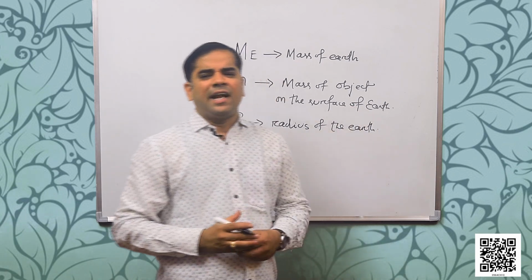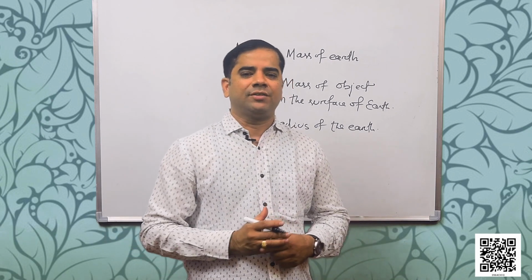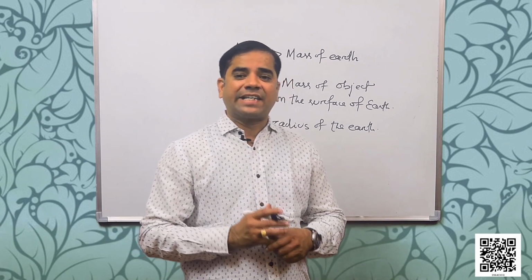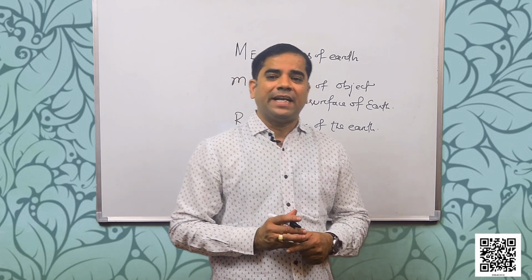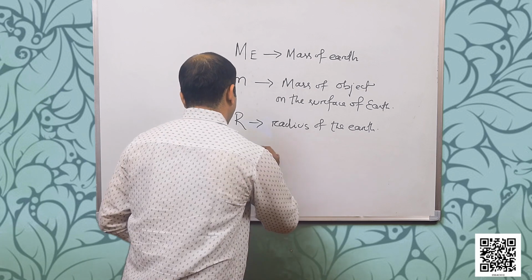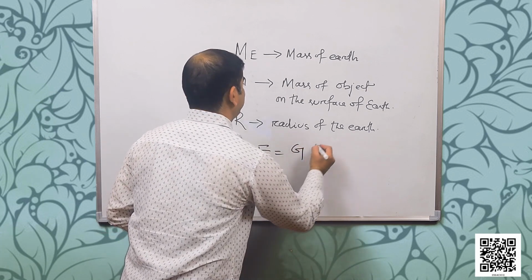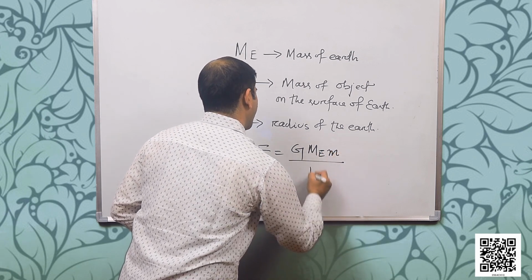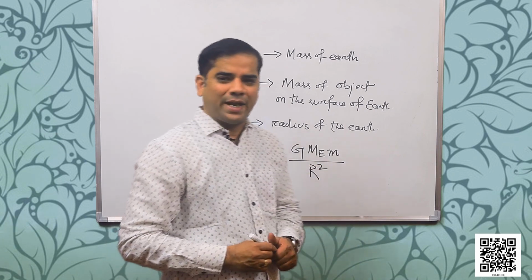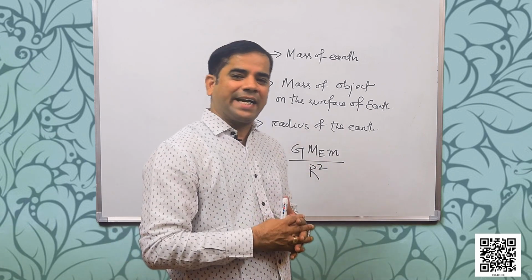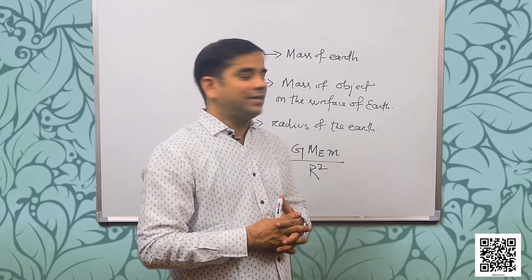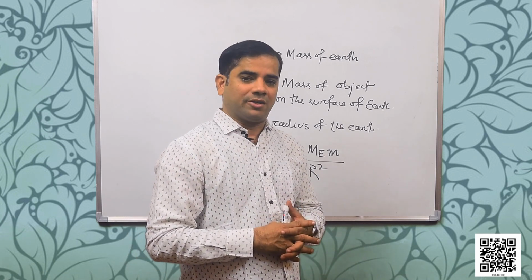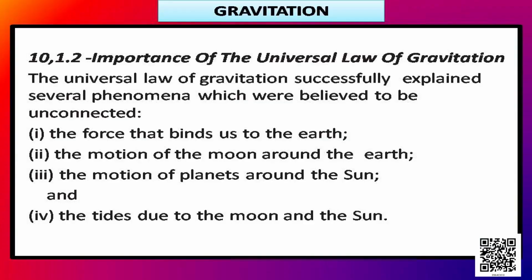Fine. Then, according to the universal law of gravitation, the gravitational force F acting between the earth and the object is given by the relation F is equal to G ME M by R square. Okay. So, this is the force which is acting between the earth and the object that is lying on the surface of the earth.